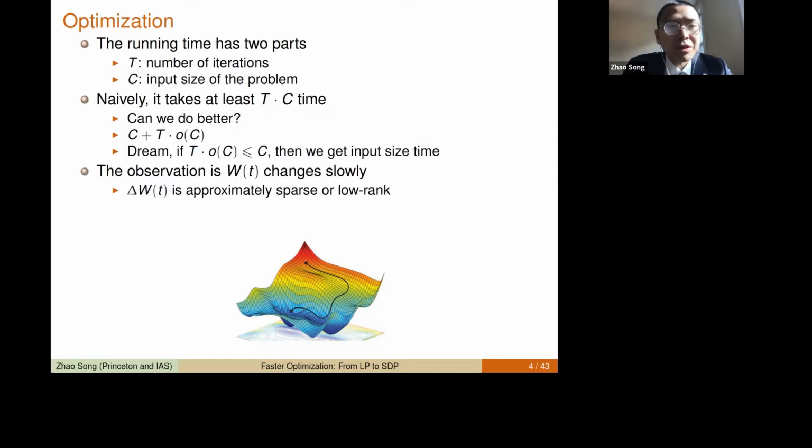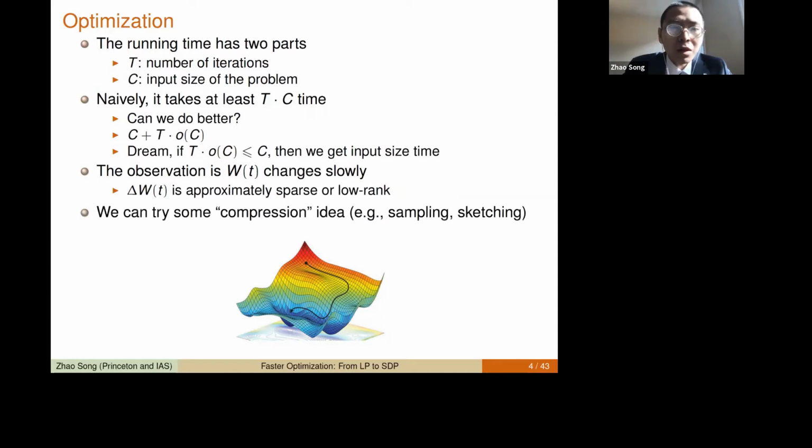The major observation we use to get this running time is that the weights change very slowly. Mathematically, it means that delta W(t) is approximately sparse or low rank in every iteration t. Once you have this observation, you can try some compression idea, for example, sampling or sketching.